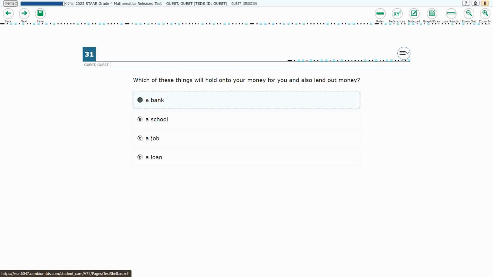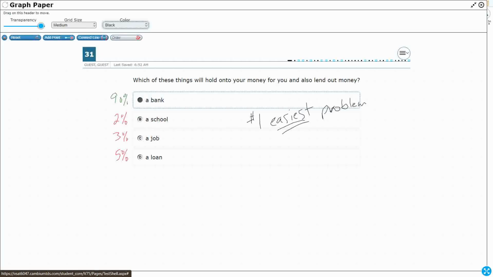Let's see how we did across the state of Texas. After 30 problems, we found the easiest problem on the test on the 31st problem. Look at this, 90%. You know, a few students picked loan, which we kind of get because that at least does half the problem. They at least lend you money. But this was very simple, and the state of Texas did it. Just recognizing these financial institutions. Good job, guys. You always want a few softball questions, and we finally found it.